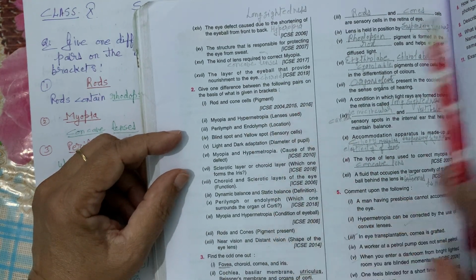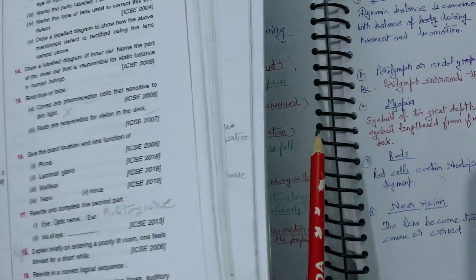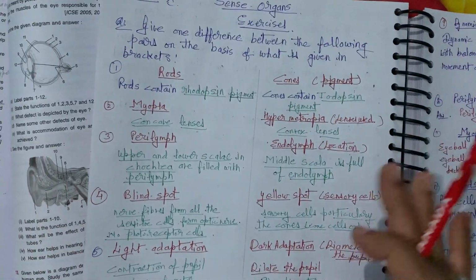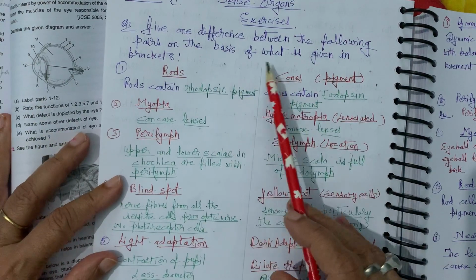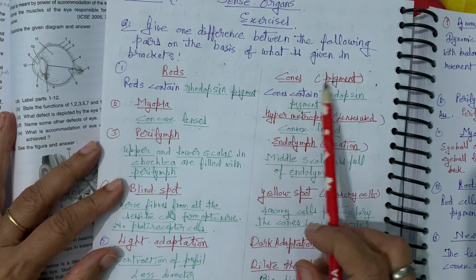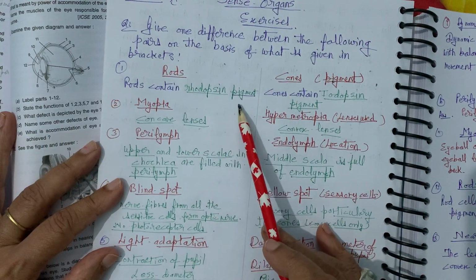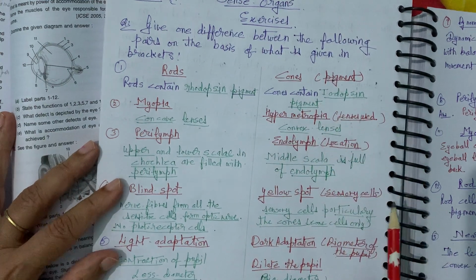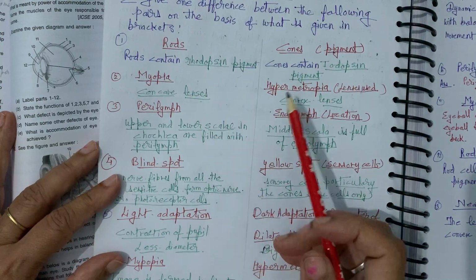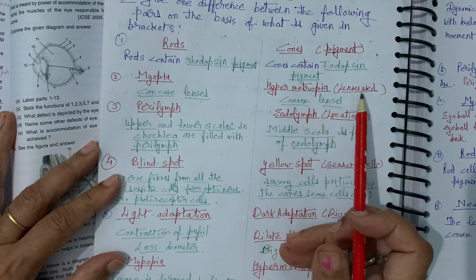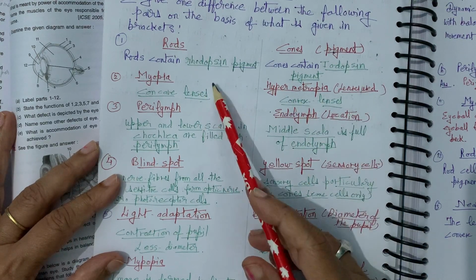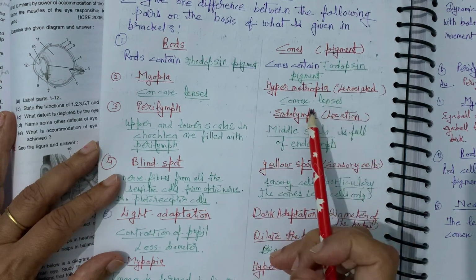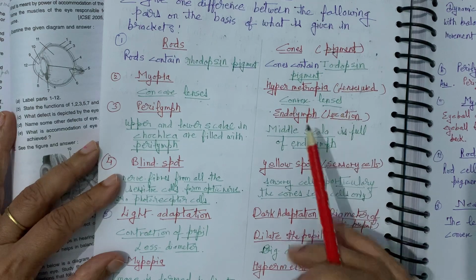Now give one difference between the following pairs. Rods and cone pigment: rods contain rhodopsin pigment, cones contain iodopsin pigment. Myopia and hypermetropia, lenses used: in myopia, we use concave lenses. In hypermetropia, we use convex lenses.